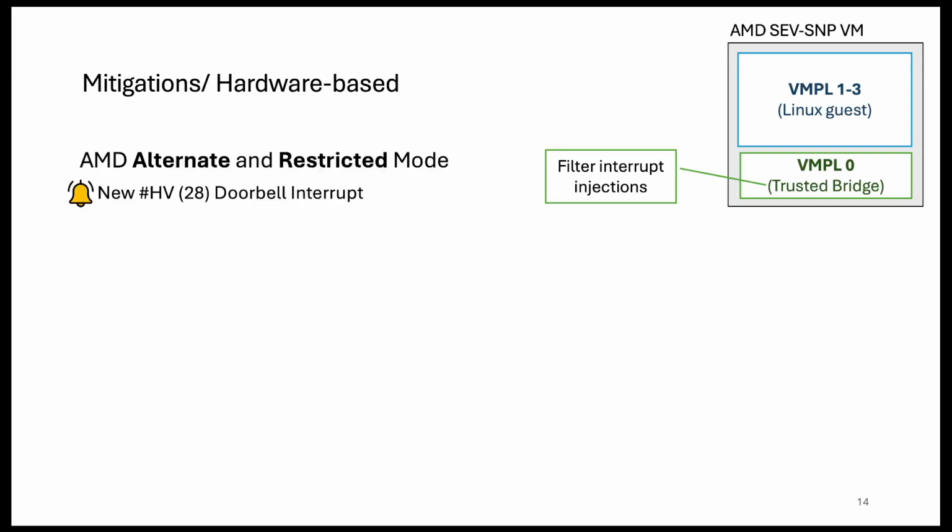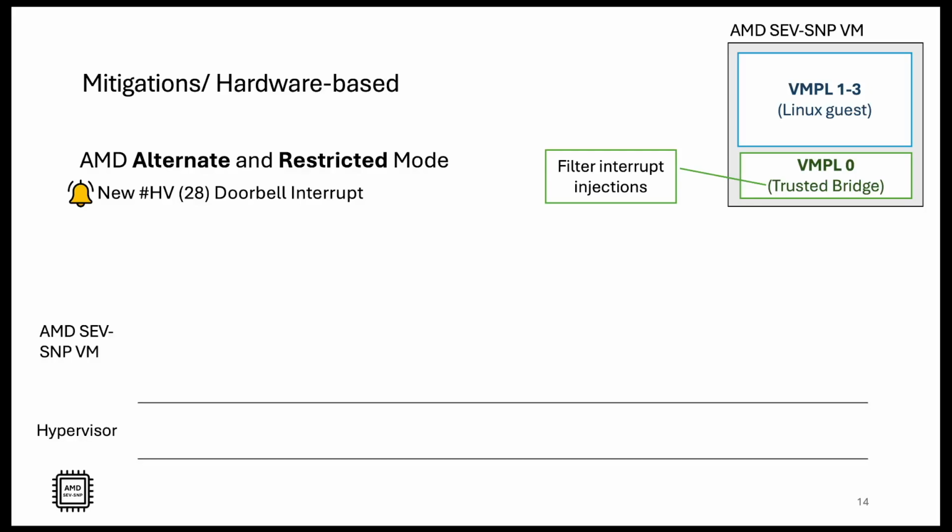Now, AMD introduces two modes called alternate and restricted mode for interrupt injections. And these modes, together with a new interrupt vector, the so-called doorbell interrupt, can mitigate the WeSee attack. So let me walk through the different injection modes to explain how these modes can mitigate WeSee.